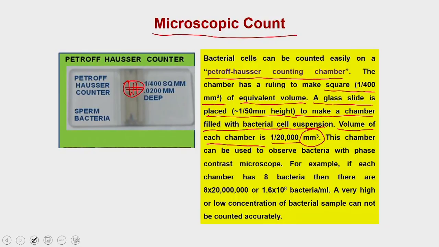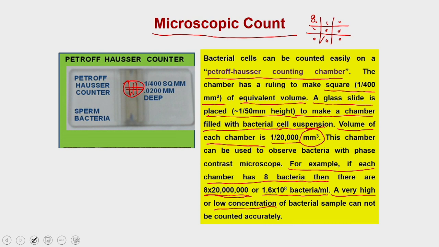And when you count the number of cells, how are you going to calculate the number of bacteria which are present? For example, if each chamber has 8 bacteria, it is a chamber like this. So what you have to do is count in each of these chambers the number of bacteria present. If you count, and suppose you have 8 bacteria, then you multiply that number by this number, which is a conversion factor to convert it into the number of bacteria per ml, and the number you are going to get is 1.68 × 10⁸ bacteria.